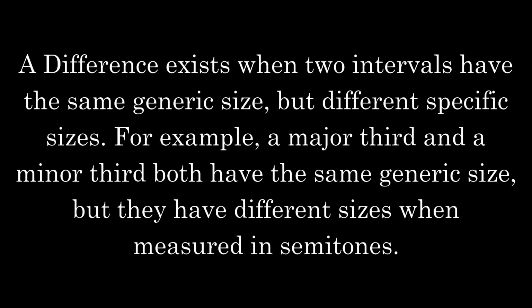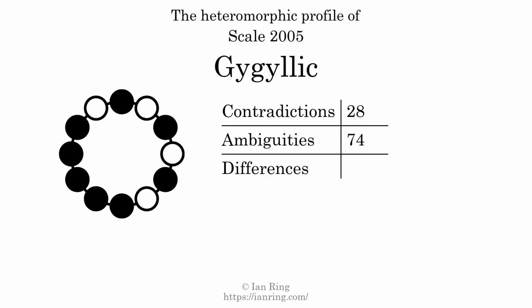A difference exists when two intervals have the same generic size, but different specific sizes. For example, a major third and a minor third both have the same generic size, but they have different sizes when measured in semitones. The number of differences in this scale is 147.